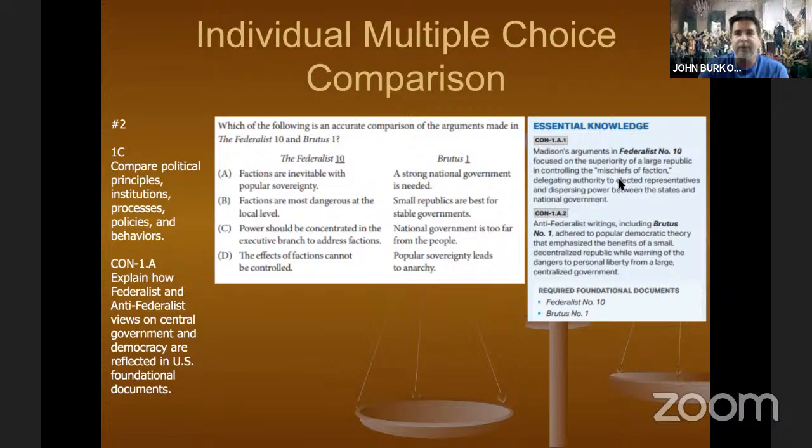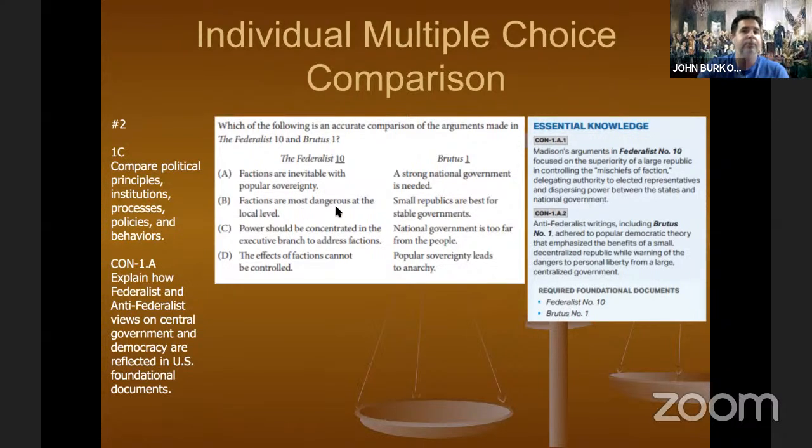So what I've done here is, of course, well, what is Federalist 10 about? Here you go. Superiority of a large republic, mischiefs of faction, dispersing power between states and national government. And then Brutus 1: democratic theory, benefits of a small decentralized republic, warning of dangers to personal liberty from a large centralized government. All right. A, factions are inevitable with popular sovereignty. Perhaps. A strong national government is needed under Brutus 1. No. Oh, no. You're out.